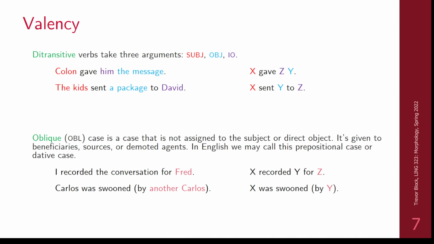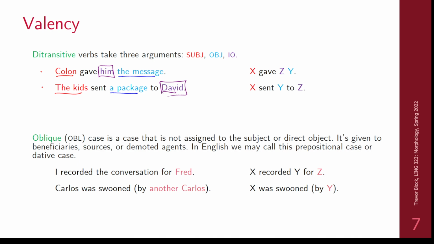Okay. Ditransitive verbs take three arguments: a subject, an object, and an indirect object. With ditransitive verbs in English, we can change the order, so we have two forms. We have "Colin, the subject, gave him, the person receiving the thing, the indirect object, the message," which is the thing being given, the direct object. Or we have "The kids, subject, sent a package," the thing being sent, the direct object, "to David." David is the indirect object, he is the one receiving it. So we can say X gave Z Y, or X sent Y to Z, where Y is the object and Z is the indirect object.